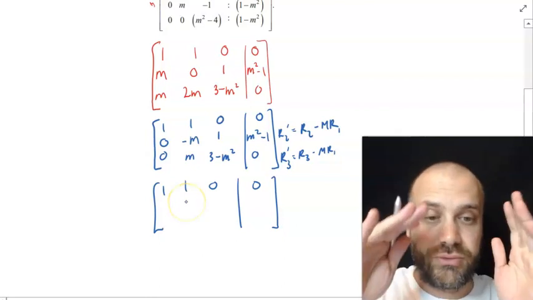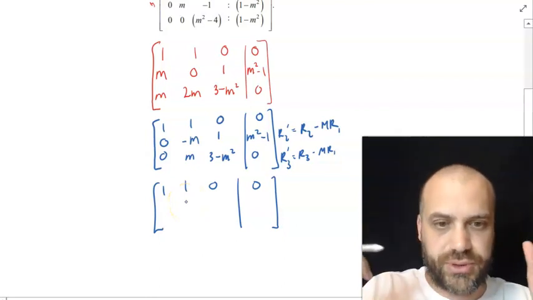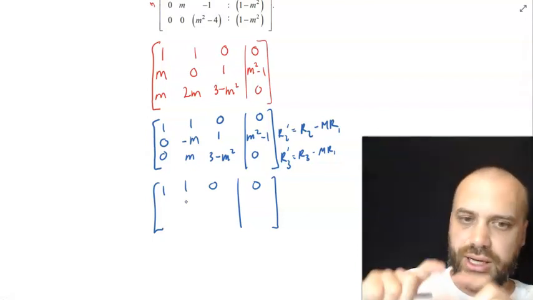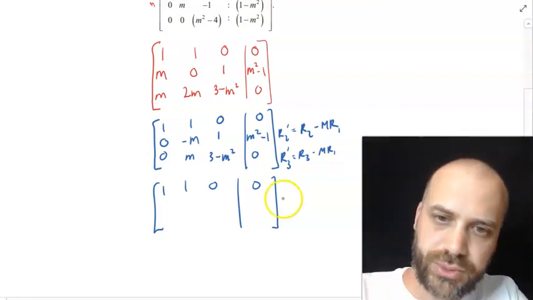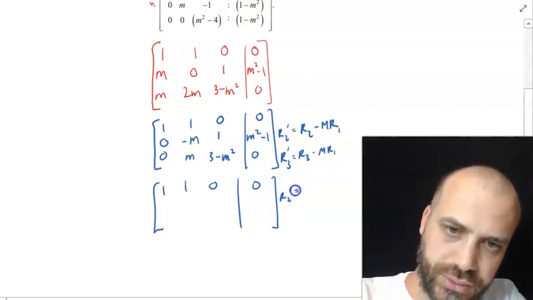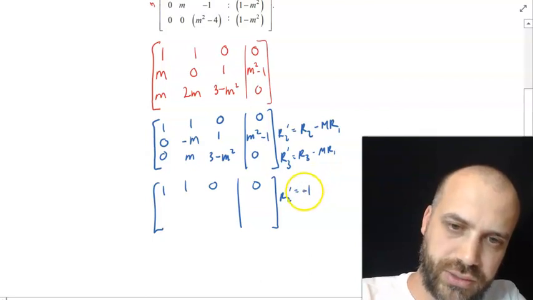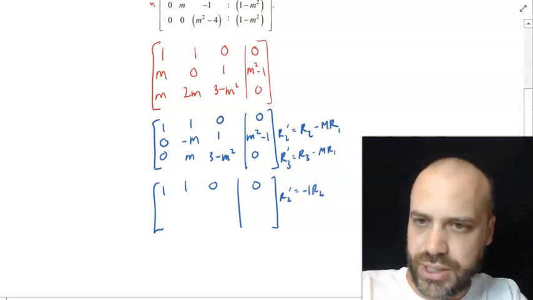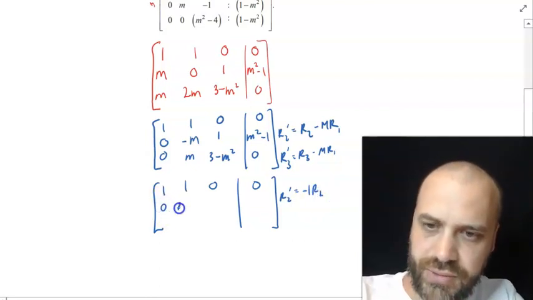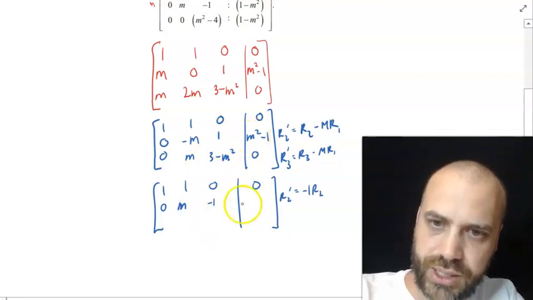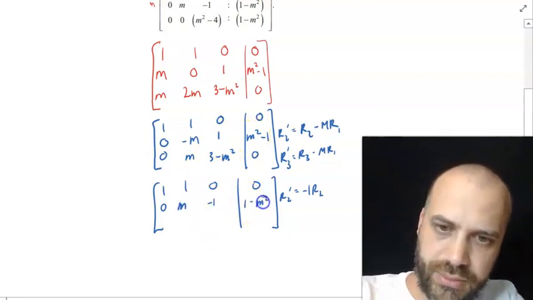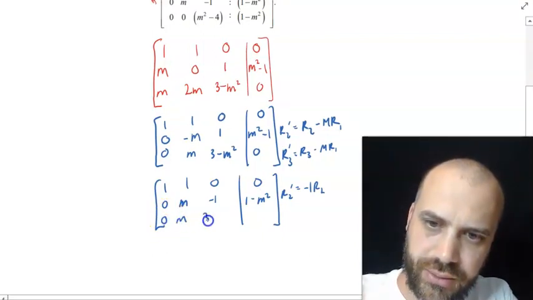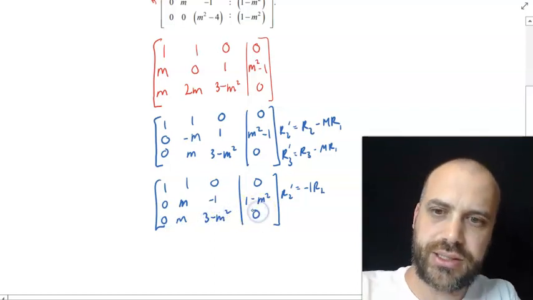Now, I can multiply a row by something. It doesn't matter what multiple I multiply a row by, it doesn't change the matrix. So I'm going to multiply row 2 by negative 1. So negative 1 R2. So that's going to be 0 remains 0. Negative M becomes M. 1 becomes negative 1. And this becomes 1 minus M. And for clarity, I'm going to do the last bit after this. So we'll keep this one as it is. 0, M, 3 minus M squared, and 0.